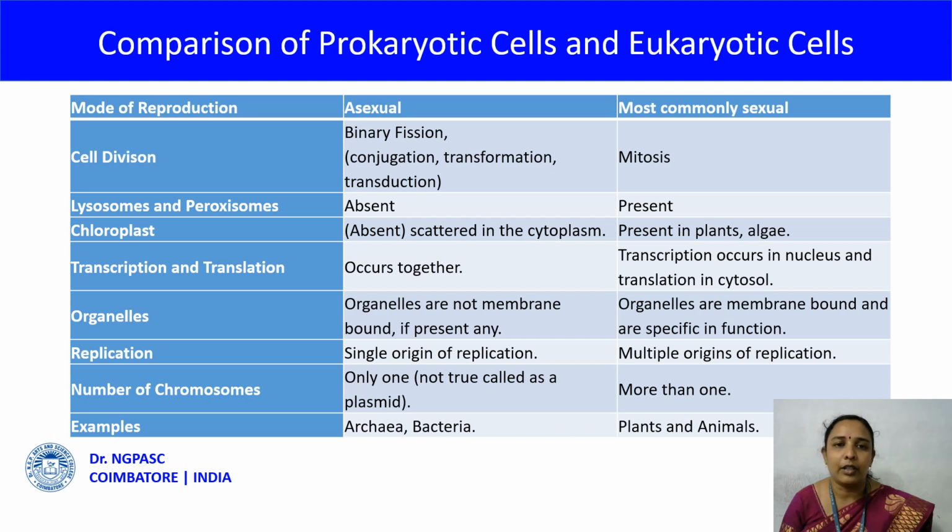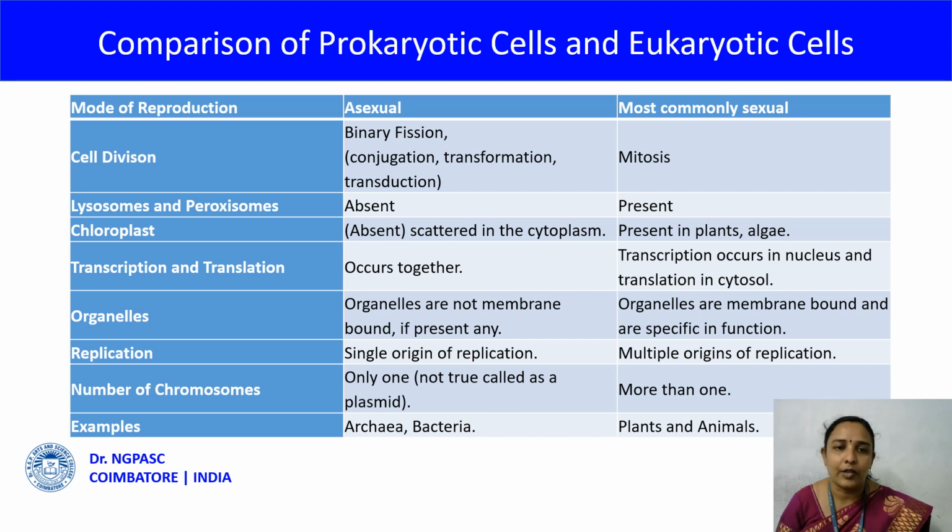The cell division is by binary fission in prokaryotic cells, with gene transfer like conjugation, transformation, transduction, whereas it is mitosis cell division in eukaryotes. The lysosomes and peroxisomes are absent in prokaryotes, whereas they are present in eukaryotes. The chloroplasts are scattered in the cytoplasm in case of prokaryotes. It is present only in plants and algae in eukaryotic cells.